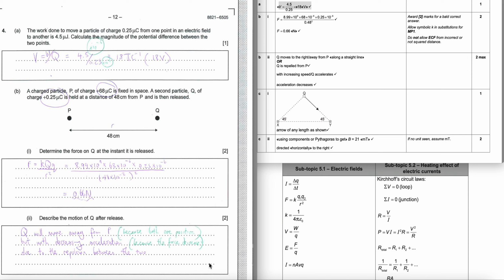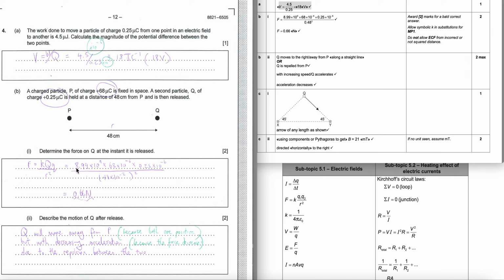Now we've got a charged particle P with a large charge, 68 microcoulombs, and a second one with a small charge, 0.25 microcoulombs, held at a distance of 48 centimeters. Notice here there's a lot of prefixes, 10 to the power of -6 and -2, and we are going to have to include them in our answer this time. To calculate this, we're going to use Coulomb's law, which is F equals kQQ over r squared, or 1 over 4 pi epsilon naught, then times QQ over r squared. Either is okay.